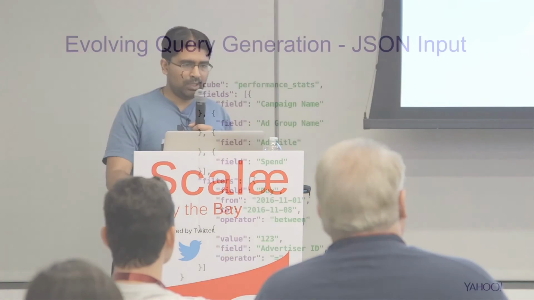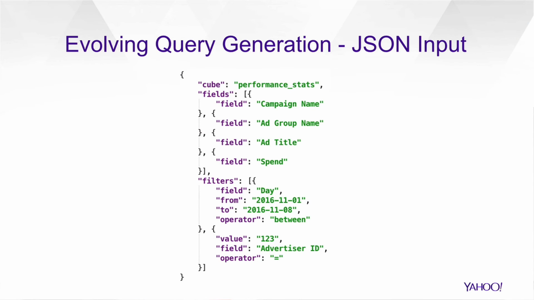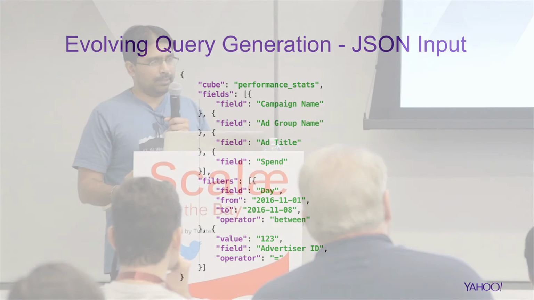Here's an example JSON input. It's pretty simple. All we have is the cube that we're interested in, the fields that we're interested in, and the filters. Here we're looking at 8 days of data for a particular advertiser. So our advertisers, which are mostly our customers, worry about a simple JSON input like this, and that gets converted into a query that's joining across 4 tables for this query, because we would have to get the campaign name, the ad group name, and the ad title. So we would join across four tables to get this data.